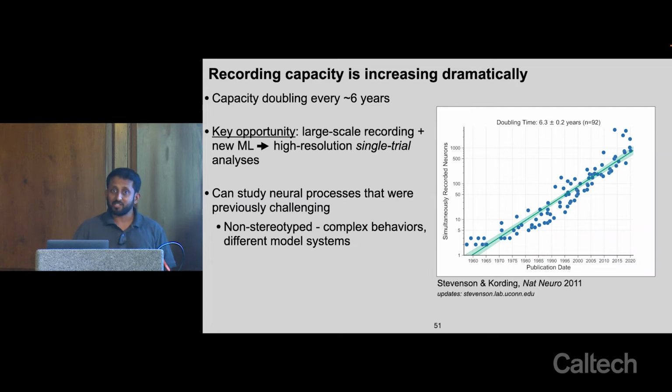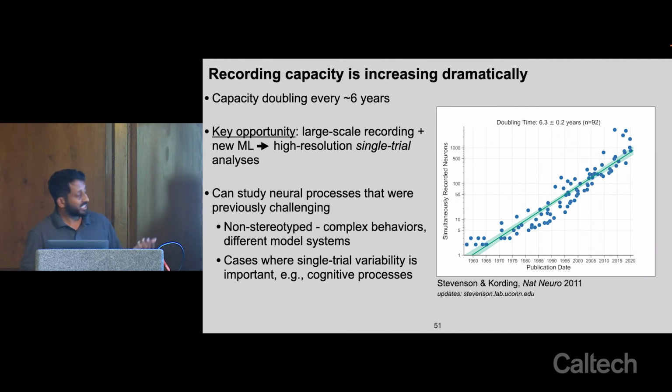So imagine you want to study something that isn't a stereotyped behavior, such as complex behaviors, or different model systems. In mice, it might be hard to train a mouse to generate the same movement over and over again. Or cases where the single trial variability is itself the thing you want to study. For a lot of cognitive processes, like decision making, if you average across a bunch of repeats, you're actually averaging out the effects that you may want to study.